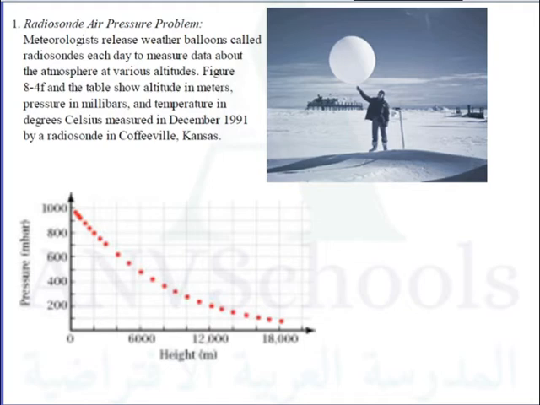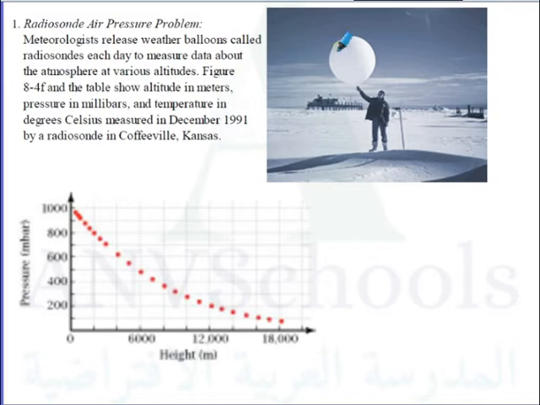Problem set number 1. Radiosonde air pressure problem. Meteorologists release weather balloons called radiosondes each day to measure data about the atmosphere at various altitudes. This figure and the table show altitude in meters, pressure in millibars, and temperature in degrees Celsius measured in December 1991 by a radiosonde in Coffeyville, Kansas.